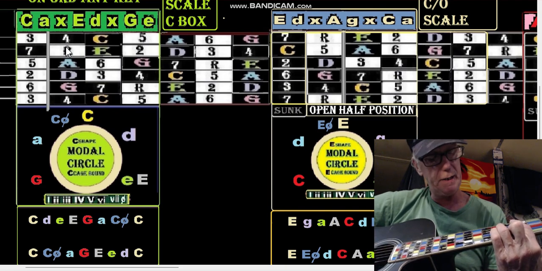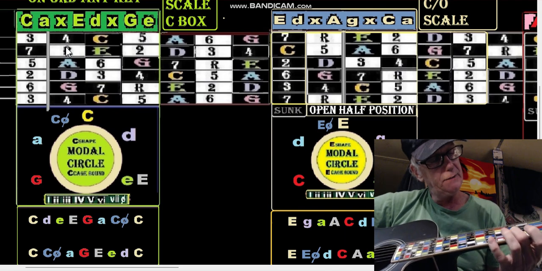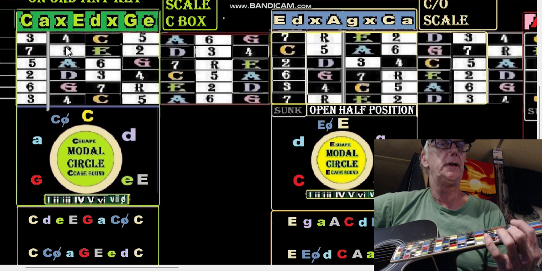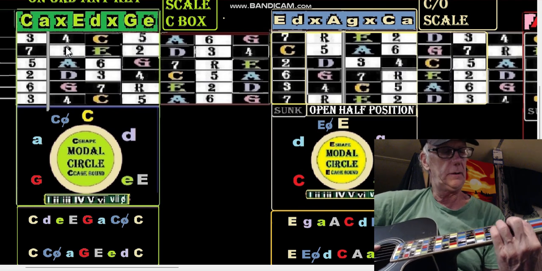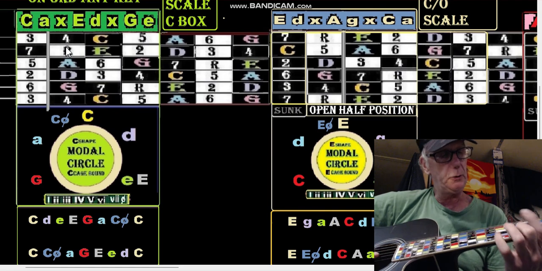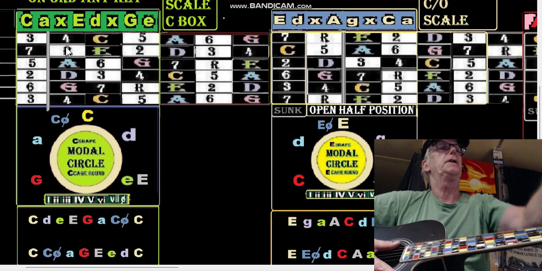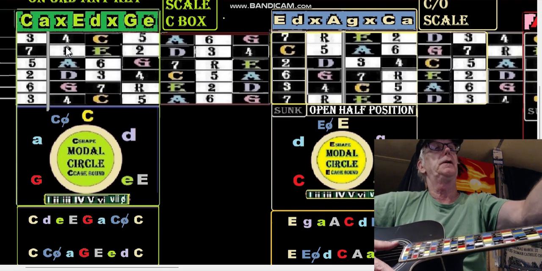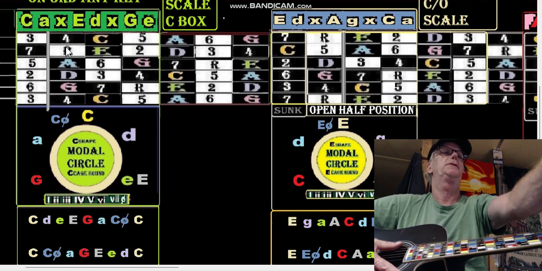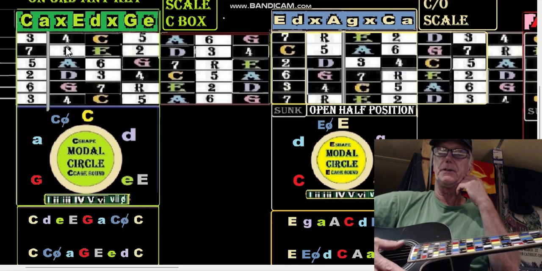It becomes F, B flat, and that's not even really in the mode of F. That's out of the mode because you've got a D flat there. You know, it's like going like this. Okay, so that's a minor fourth. We're not doing that. It takes us out of the mode.